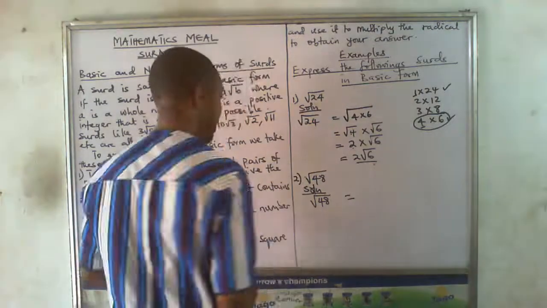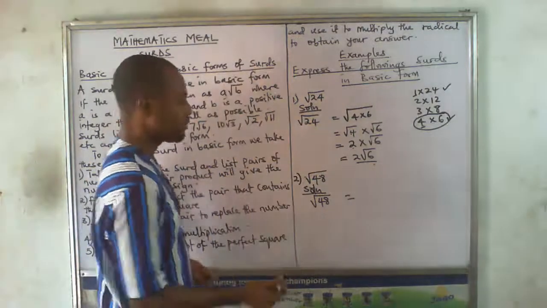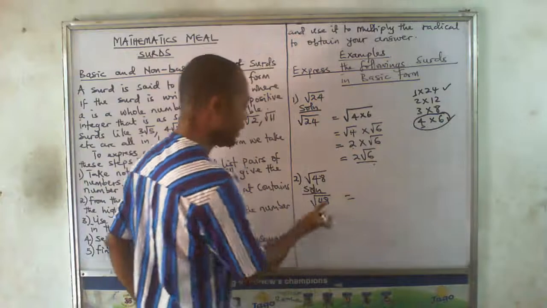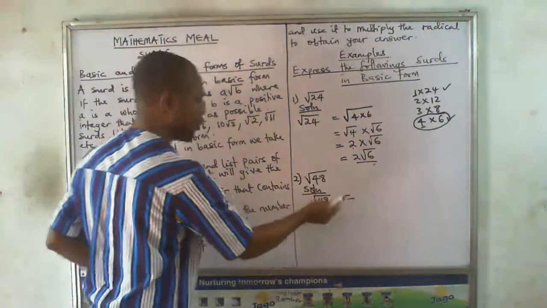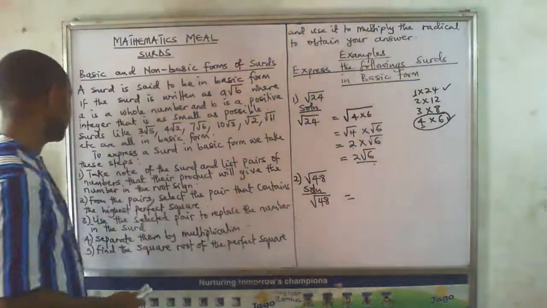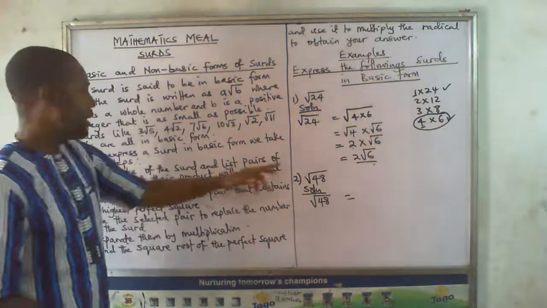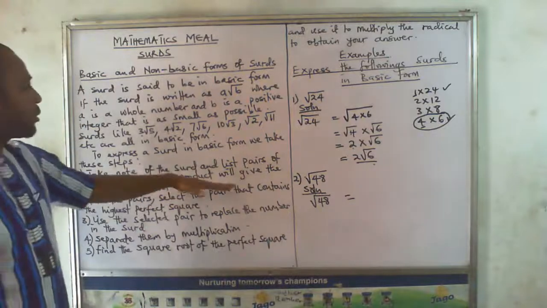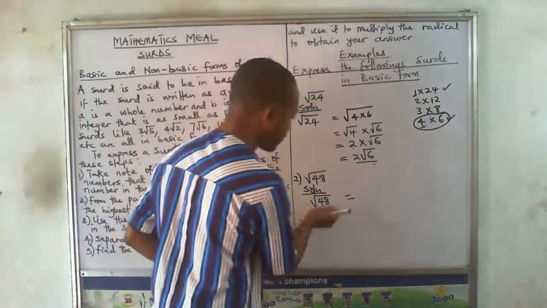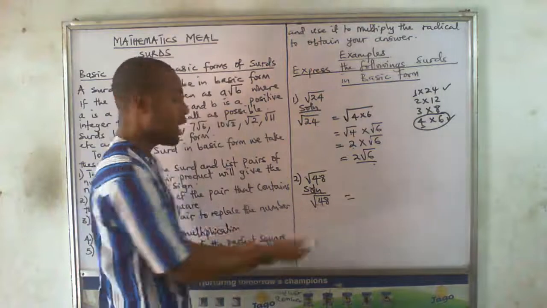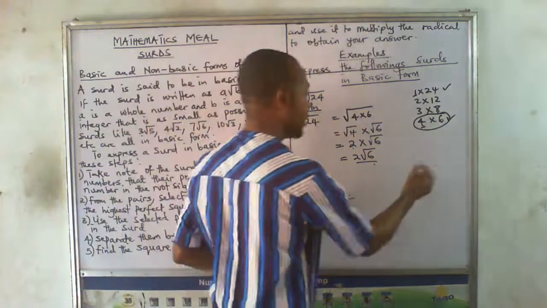Sorry, don't mind me. Let's look at this. We say, take note of the surd. We have taken note of that. We have surd 48, that's root 48. And then list pairs of numbers that their product will give the number in the root sign. So what are the numbers we will multiply to have 48?